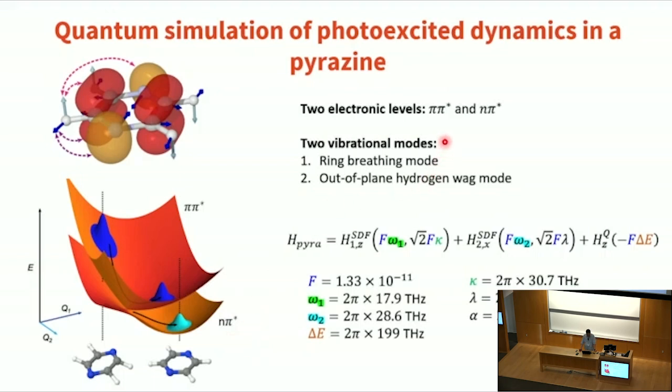So we also have two electronic states here, pi pi star and n pi star, and the two vibrational modes are the ring breathing mode and the out-of-plane hydrogen wag mode. It's an interesting name, right? So this is the Hamiltonian, and then we just have to program this parameter here. Essentially, this parameter will change the shape and the orientation of this potential energy surface.